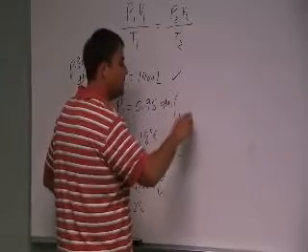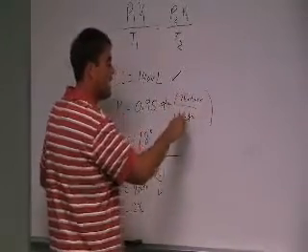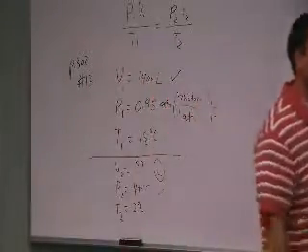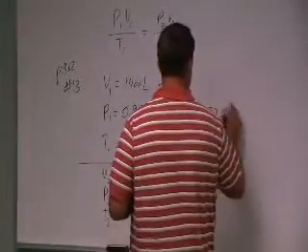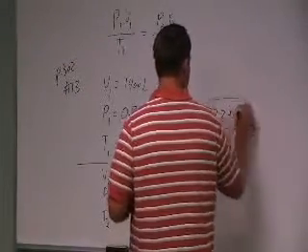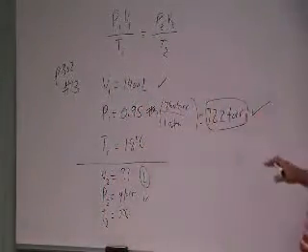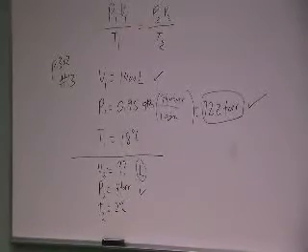1 atmosphere is the same thing as 760 torr. Atmospheres will cancel. So 760 times 0.95 gives 722 torr. Again, I can put a check mark here because torr equals torr. There's nothing special about that. They've got to be the same.